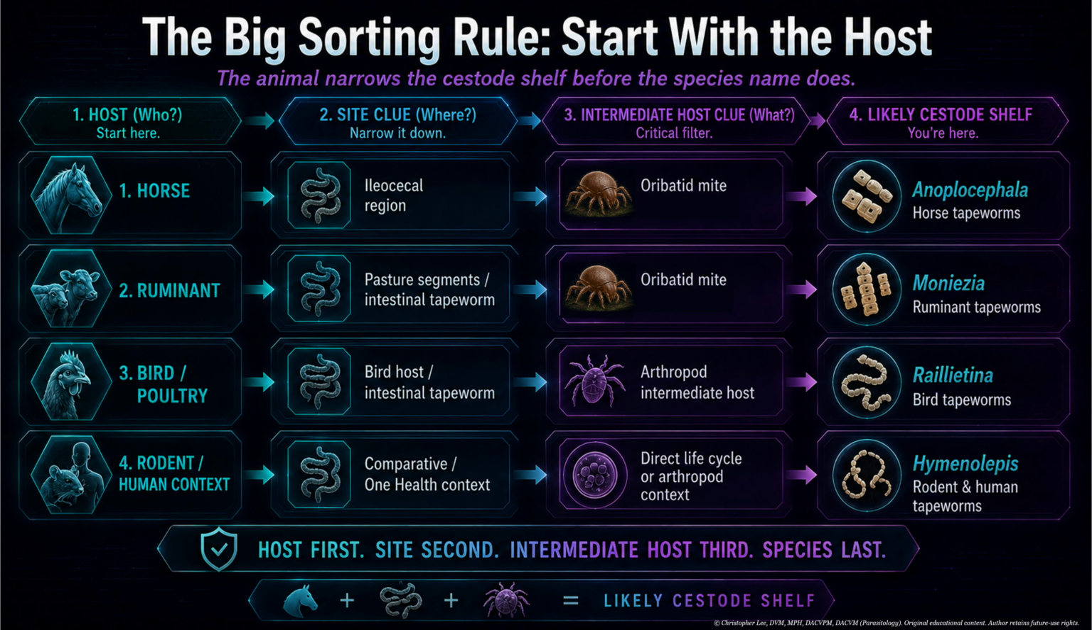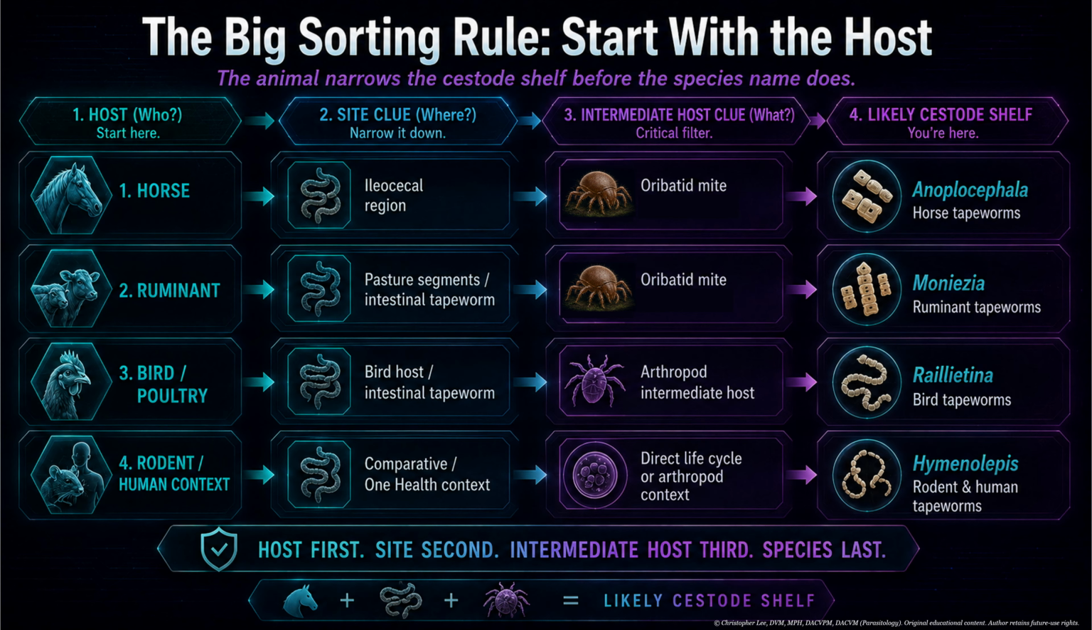When sorting these parasites, start with the host, then use the anatomic site and intermediate host clue to narrow the options. Horse plus ileocecal region and an oribatid mite points towards Anoplocephala. Young grazing ruminant plus broad intestinal proglottids and an oribatid mite points towards Moniezia. Bird or poultry plus an arthropod intermediate host points towards Raillietina. Rodent or human context, especially with a direct life cycle exception, points towards Hymenolepis. These examples all place the animal on the definitive host shelf, and the adult cestode lives in the intestines.